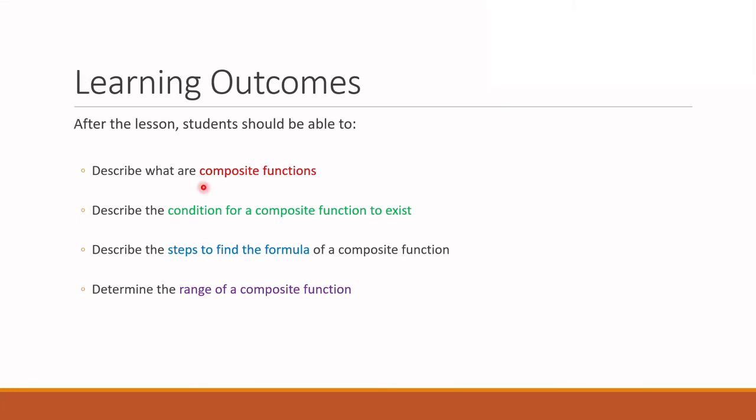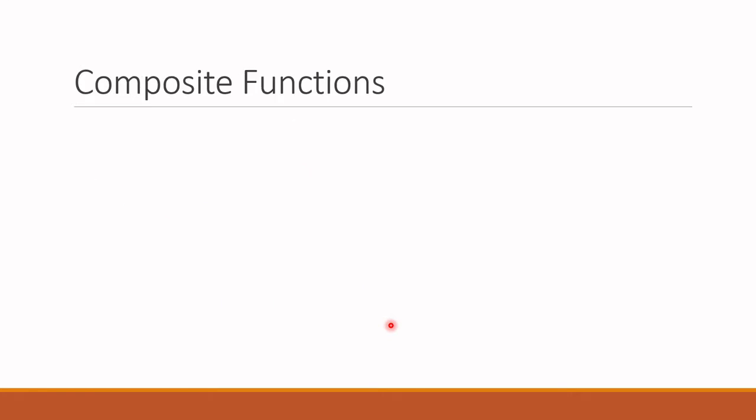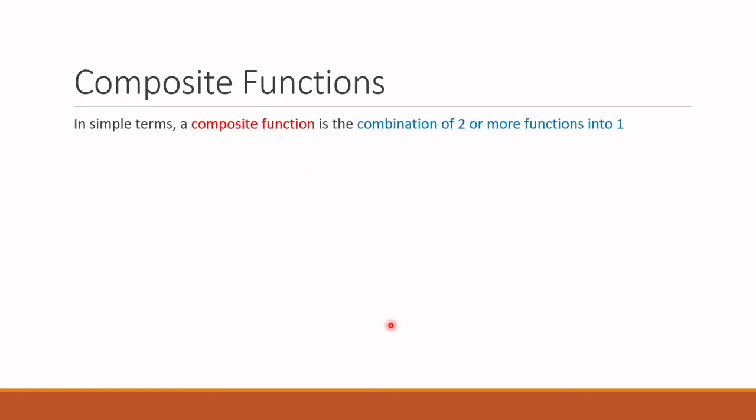In this video, we're going to talk about what are composite functions, what are the conditions for a composite function to exist, what are the steps to find the formula of a composite function, and the range of a composite function. Alright, so start off with what are composite functions. So in simple terms, a composite function is just a combination of two or more functions into one.